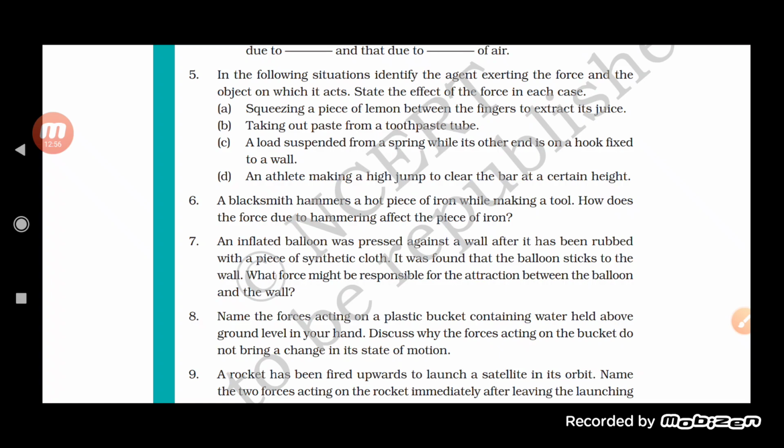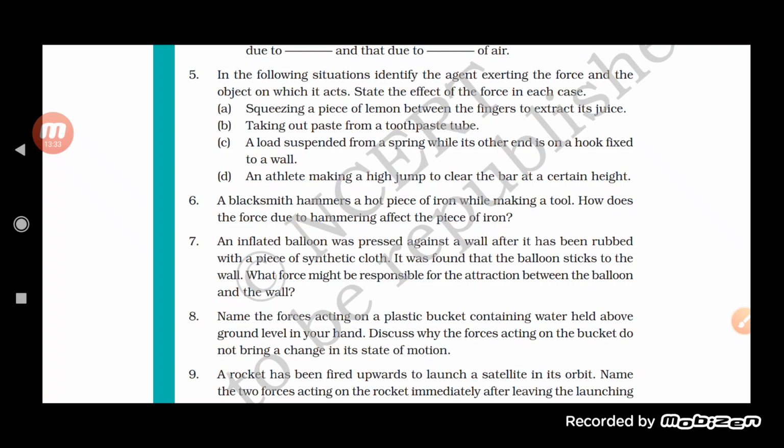Squeezing a piece of lemon between the fingers to extract its juice. So we are exerting a force on the object, and the agent is the hand which is squeezing it, and the object on which it acts is the lemon. The kind of force is a muscular force, students. That will change the shape of the lemon. So the effect of the force is the change in the shape of the lemon.